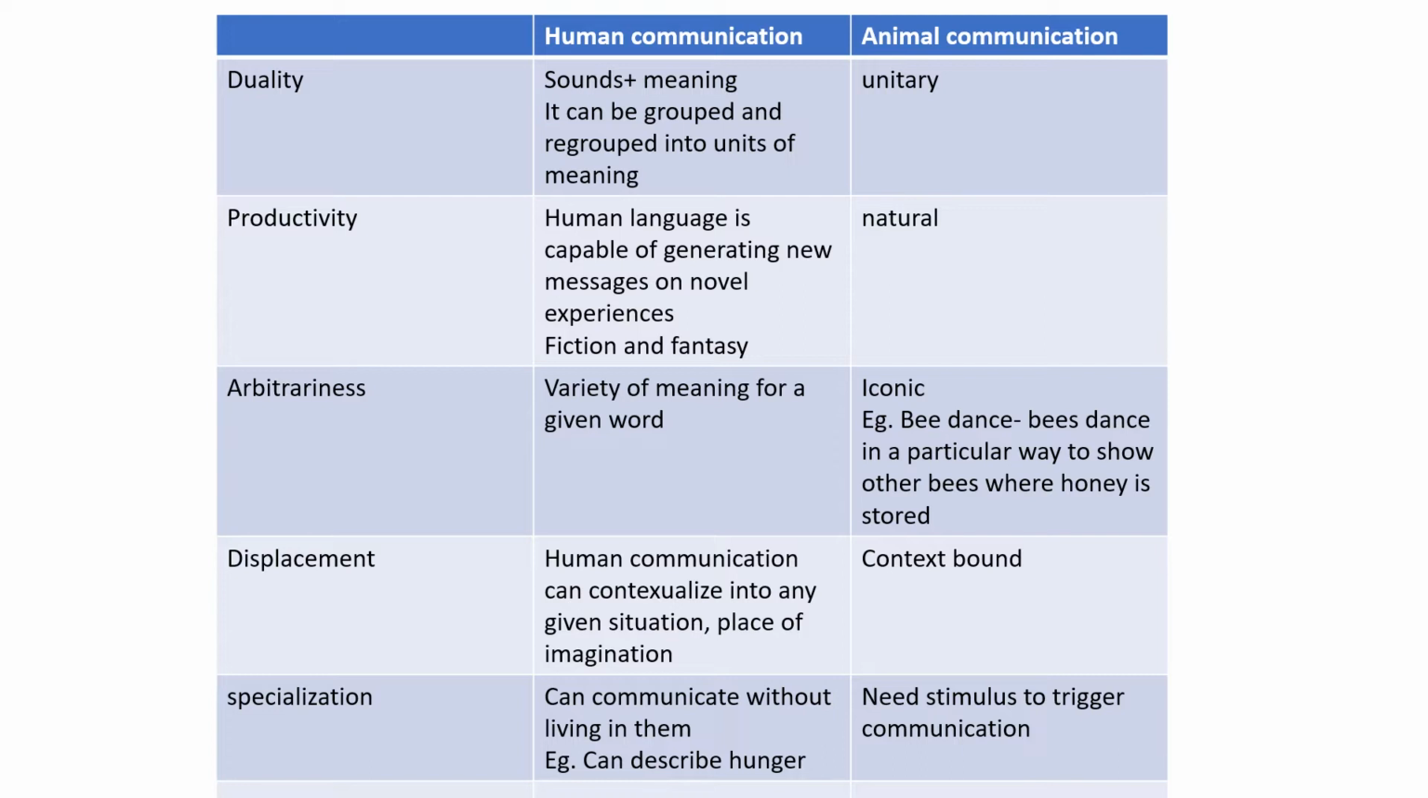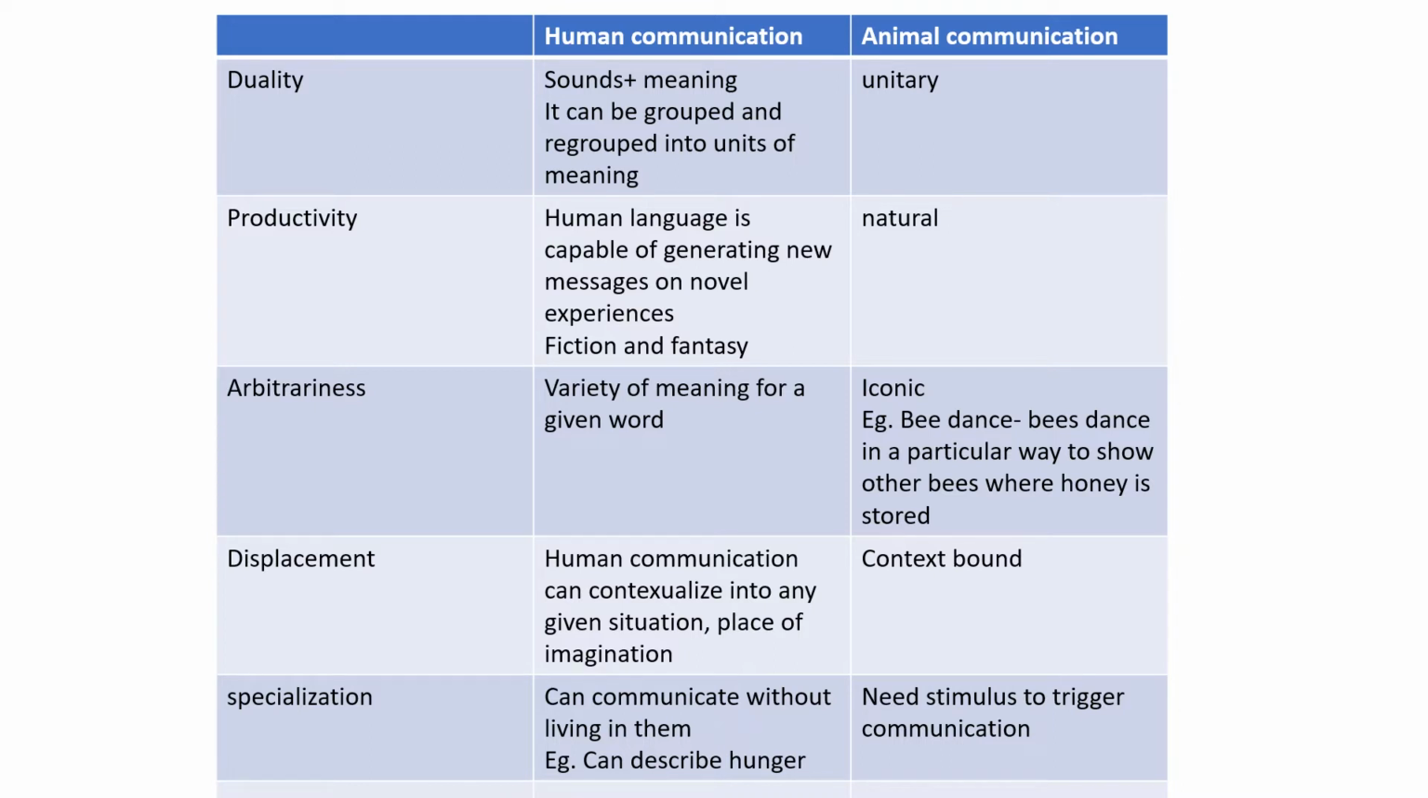Coming to the next point, that is productivity. As the name suggests, human language is capable of generating new messages on a novel level. Even fantasy and fiction is written in human languages. So many novels and works are written. If one particular word is given, it is productive enough of generating new meanings and new levels of meaning. With advancement of technology, even newer words are coming into our vocabulary. So our vocabulary is growing, our works of literature are growing. Therefore, human language is productive, whereas animal communication is natural.